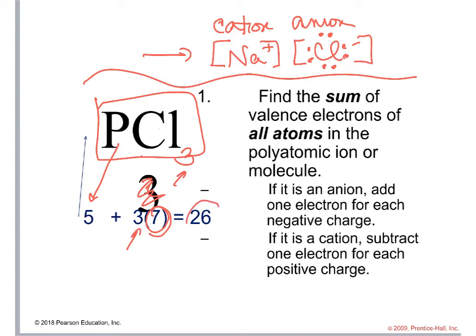So the total number of valence electrons for phosphorus trichloride is 26. Okay, so that's the first thing you want to do: add up valence electrons.